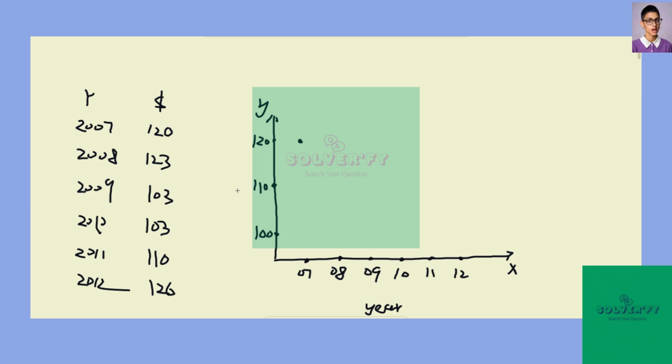It's 2008. It's 123. It's slightly higher than the previous one. So let's draw the point this way. Okay, for 2009, it's 103. Well, it's much lower, but still higher than 100. So let's draw it here.